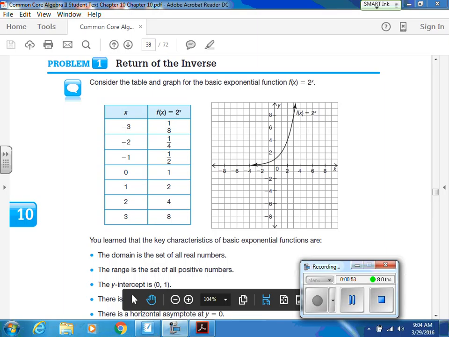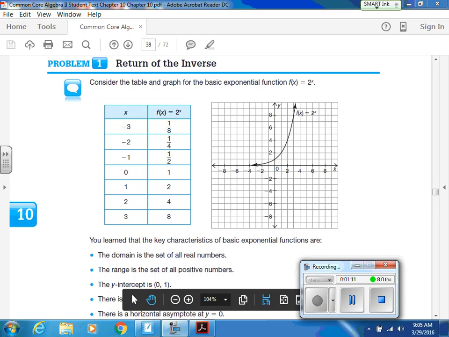So you think about this. I can put in any number I want for x. The domain is all real numbers. What about the range? It's never going to be 0. It's never going to be a negative.